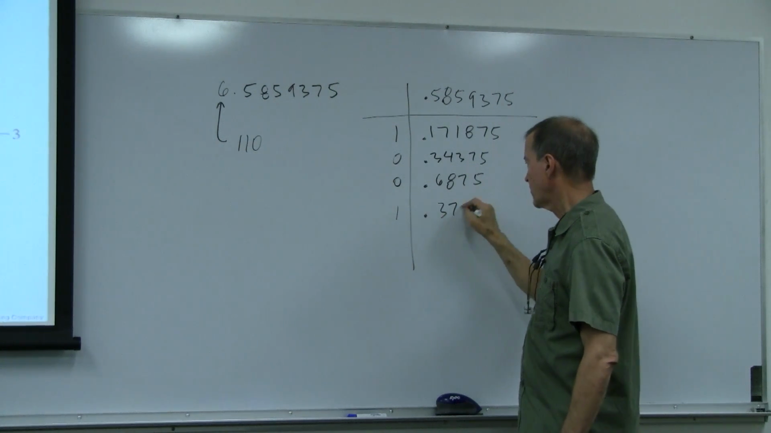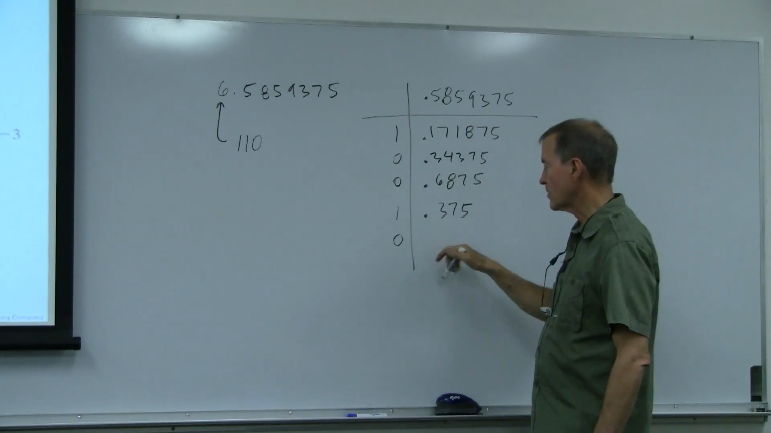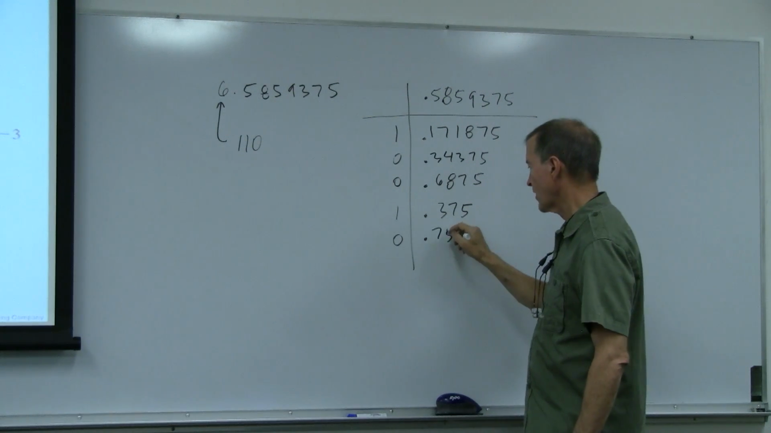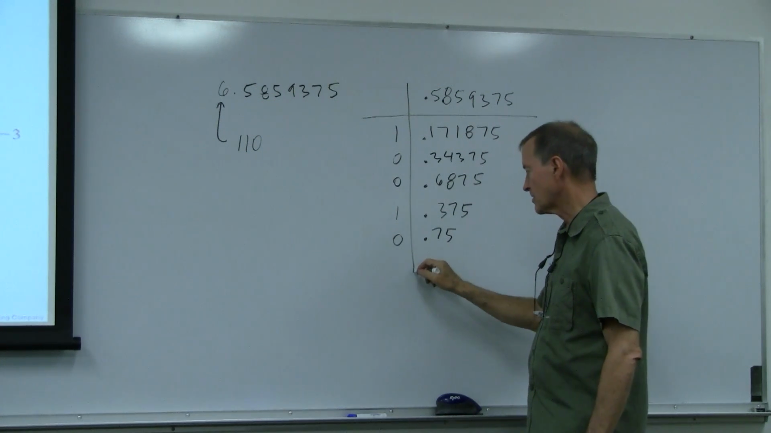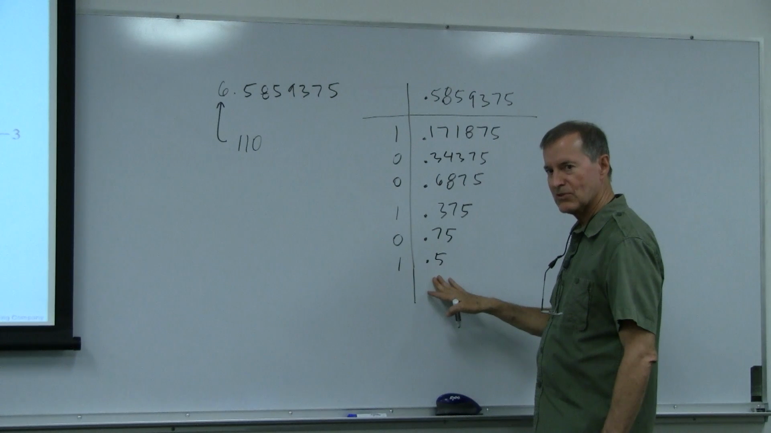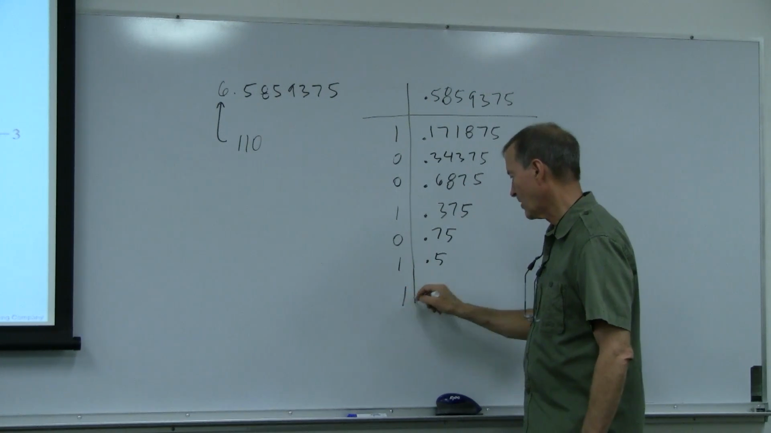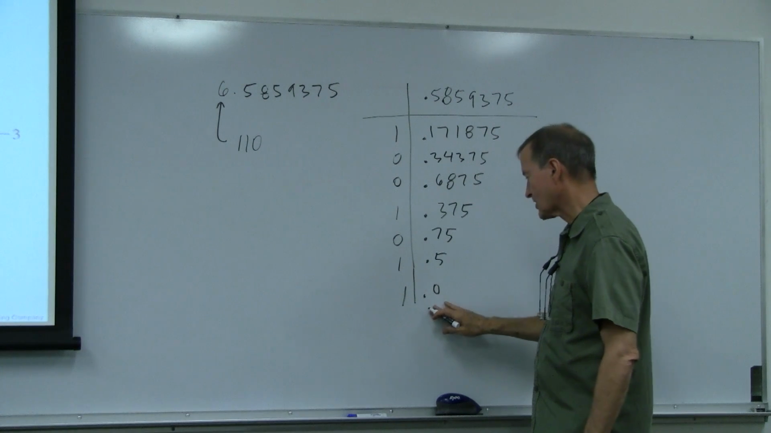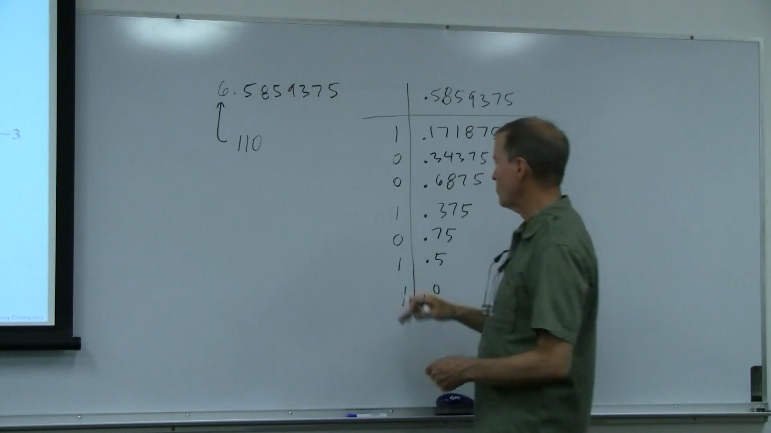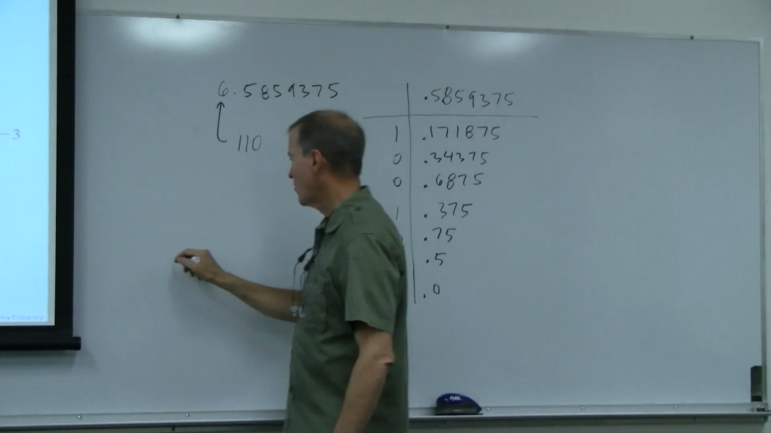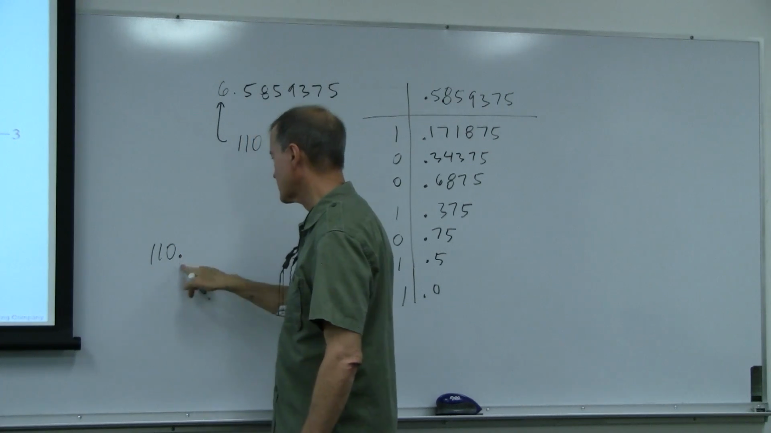1.375. Now 0.375 times 2 is 0.75, right? The leading, all right? And then 0.75 times 2 is what? And 0.5 times 2 is what? 1.0. Yeah, 1.0. And 0 times 2 is what? 0, 0, 0, 0, 0. So what is this number? It's 110 point, so here's the 6 point.